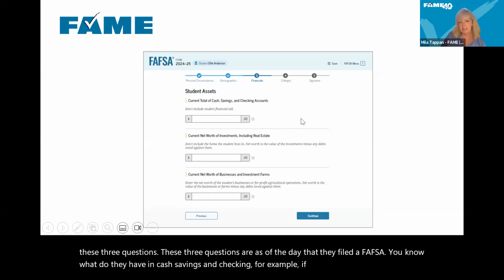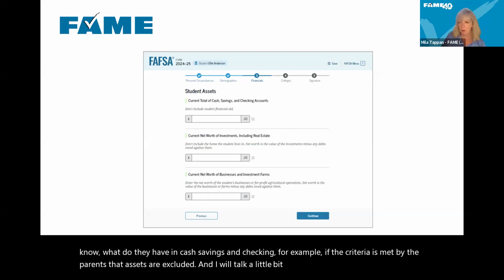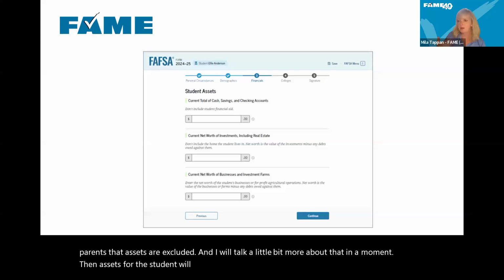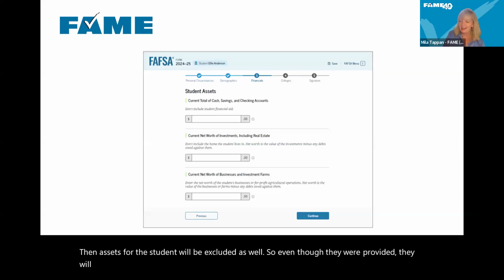If the criteria is met by the parents that assets are excluded, and I will talk a little bit more about that in a moment, then assets for the student will be excluded as well. So even though they were provided, they will be ignored if asset information isn't required based on that family's situation.